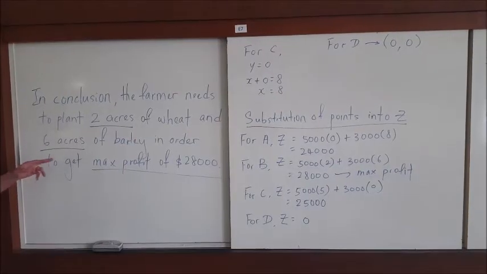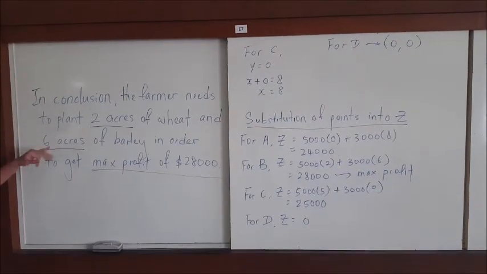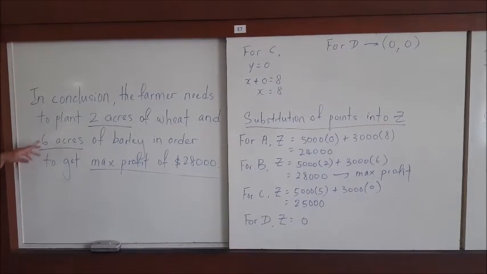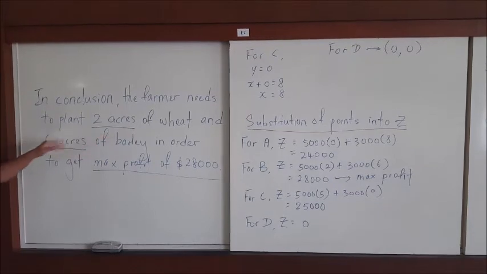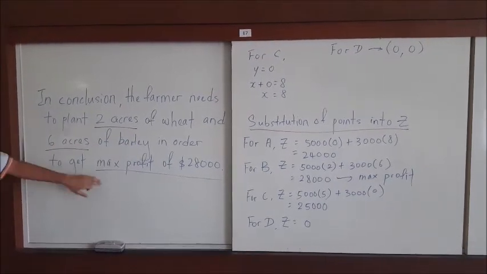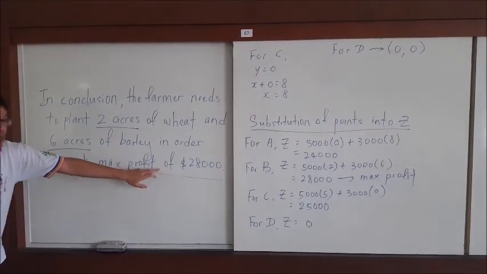From all the justifications that we did just now, we know that the maximum profit point is located at point B. So in conclusion, the farmer needs to plant 2 acres of wheat and 6 acres of barley in order to get a maximum profit of $28,000.